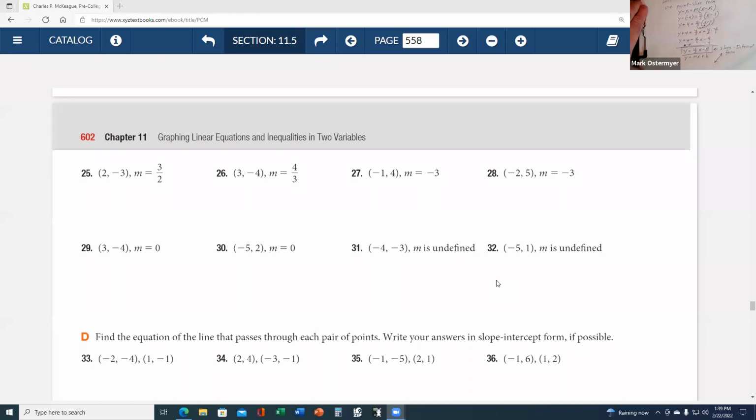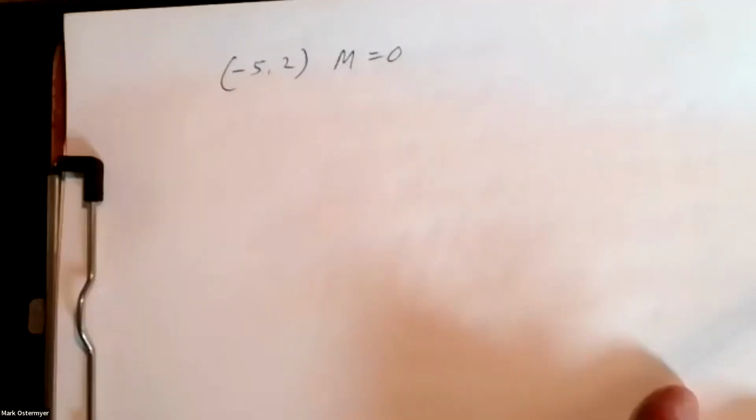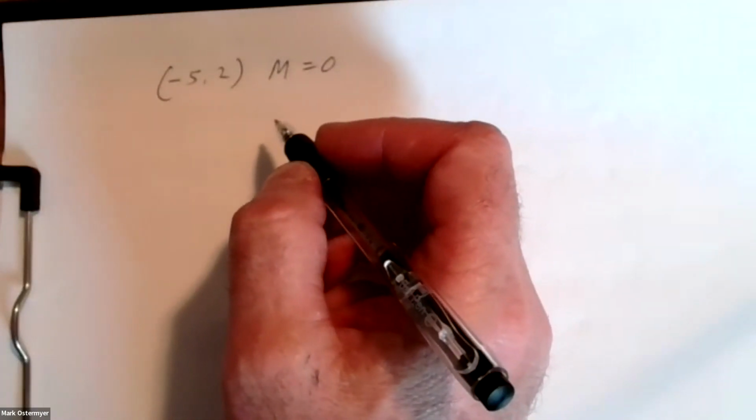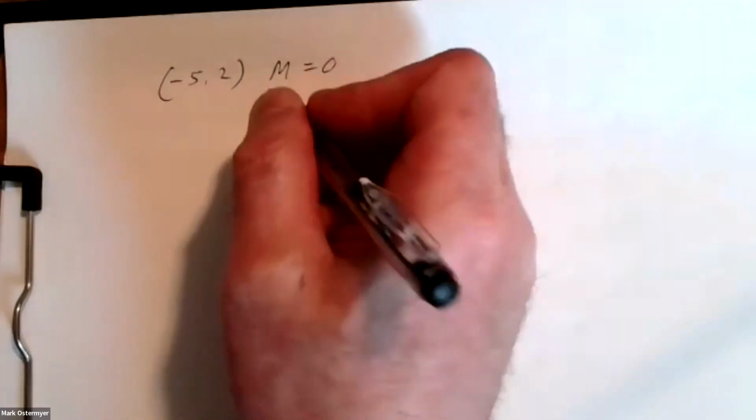All right, one like number 30. They give us a line that contains this point -5, 2, and its slope is equal to 0. They want us to write the equation of this line. So given that the line passes through this point and has a slope of 0, for one thing, we know that any line that has a slope of 0 has to be a horizontal line.